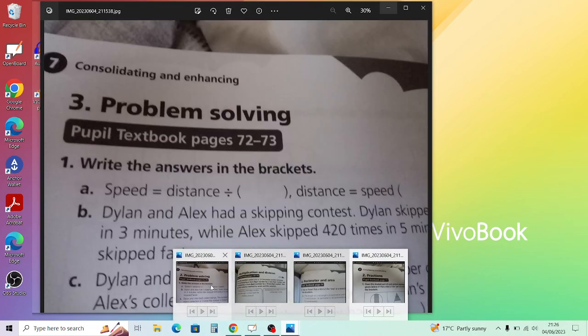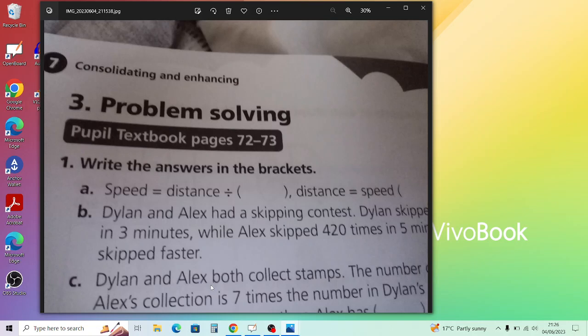So we'll just pick some of these, not do all of these. So which one shall we do? We do 1B. Dylan and Alex had a skipping contest. Dylan skipped 246 times in 3 minutes, while Alex skipped 425. So who's faster? We have to work out how much each one does in 1 minute. So 246 divided by 3, 420 divided by 5, and then which one does more in a minute would be the faster one.